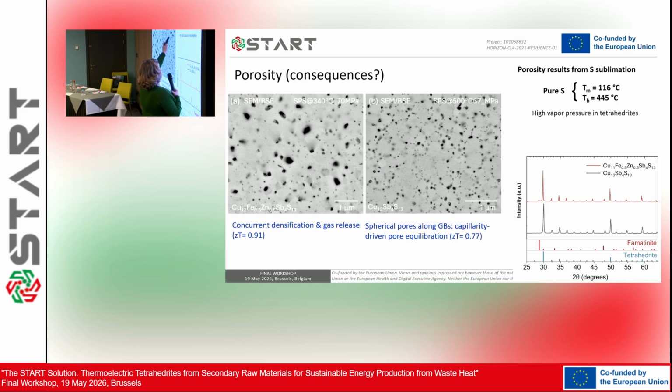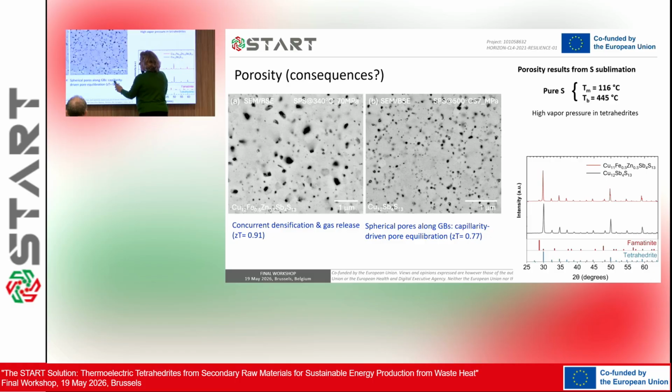At 500 degrees C, then they are totally spherical, and they are smaller. So we think that at lower temperatures, there's densification occurring, but also gas release. And then when you're at a much higher temperature, you have a capillarity-driven pore equilibration. You see the grains are very, how do you call it in English? Equiaxed. So they look like very well crystallized. And then you have all these pores which are very small.